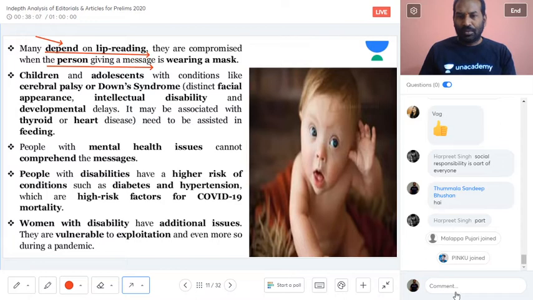And the ones who Malappa and Pinku has joined, also a very big hi to both of them.